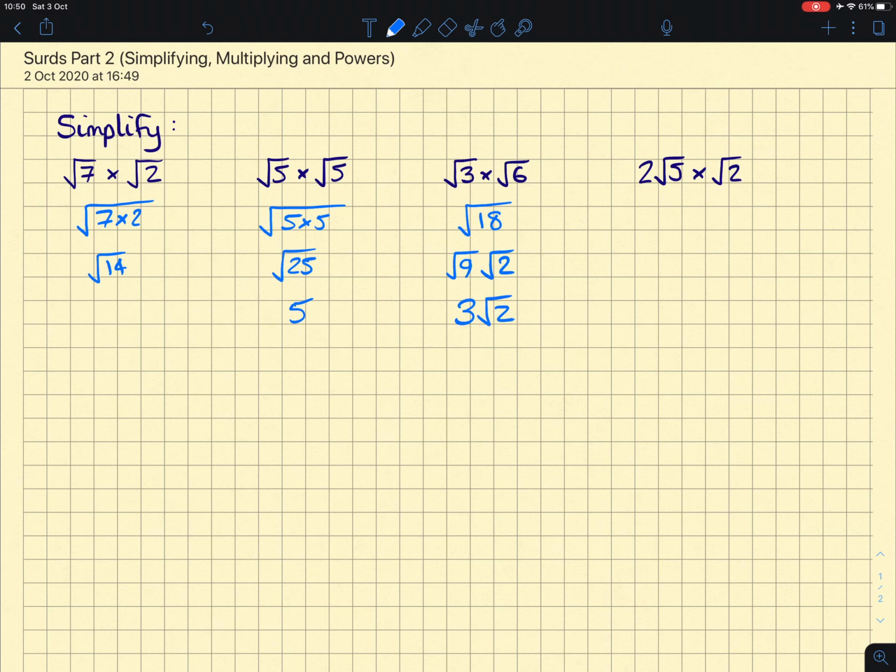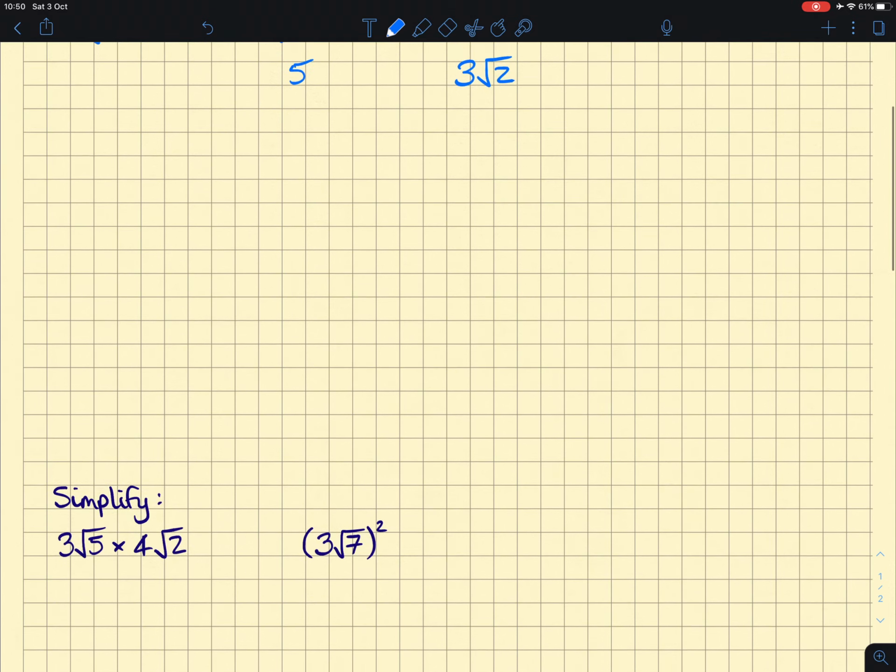Also, when you're multiplying surds, there might be some other numbers kicking about. In the case of the next one, we have this 2 at the front of the root 5. Now that 2 doesn't technically mix like the surds do. Our root 5 times root 2 we multiply together to make root 10, and that 2 at the front just tells us how many of those root 10s we have. In that particular example, nothing can be done, so we're finished with 2 root 10.